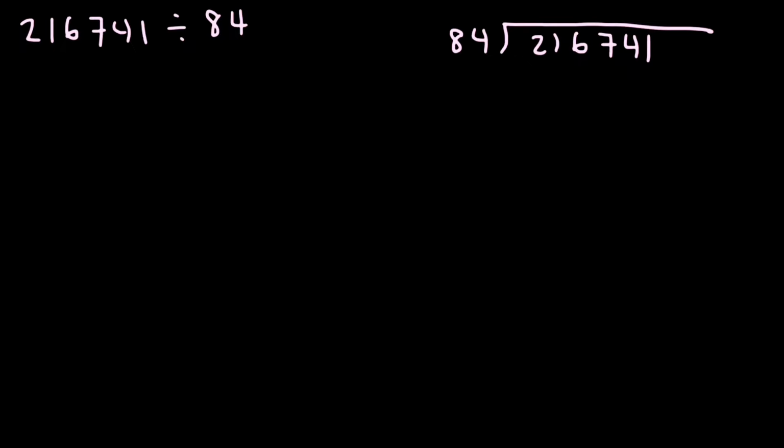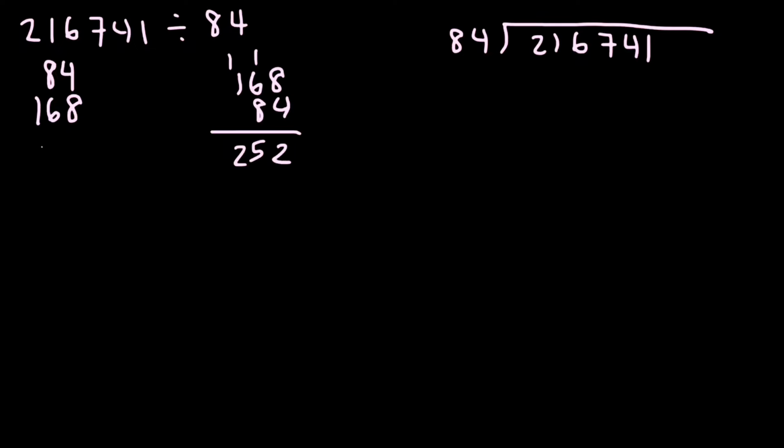So 84 doesn't go into 21. How many times does 84 go into 216? Well, before we figure that out, let's make a list. 84 plus 84 is 168. And 168 plus 84: 8 plus 4 is 12. Carry over the 1. 8 and 6 is 14 plus 1, that's 15.